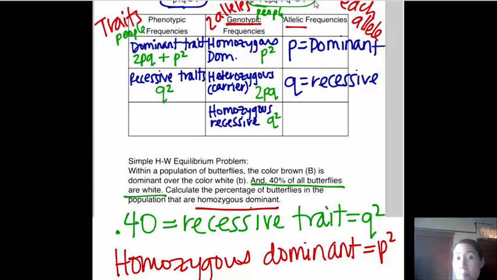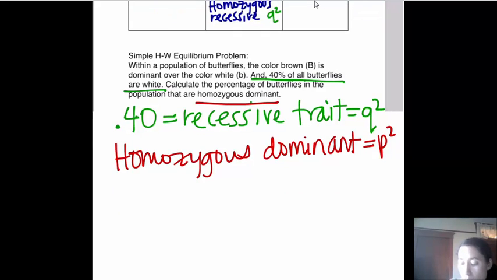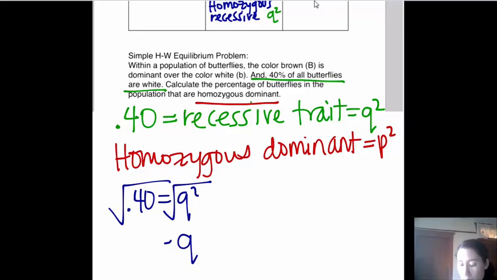And in order to do that, the best way to do it is with my friend q. Okay, so q, how can I find that? Well, they gave me that 0.40, let's do this in blue, 0.40 equals q squared. Okay, well, if I take the square root of each side, I can find q. So let's do that. 0.40 square root. I put that into my calculator.